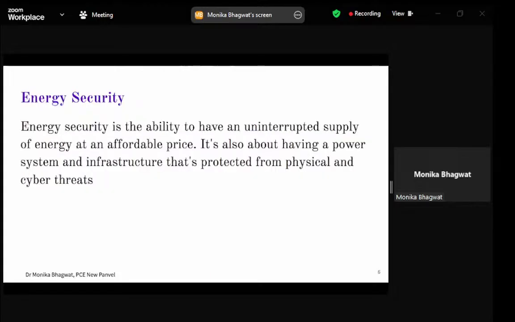So coming to the first term, that is energy security. So basically, energy security is nothing but the ability to have an uninterrupted supply of energy at an affordable price.